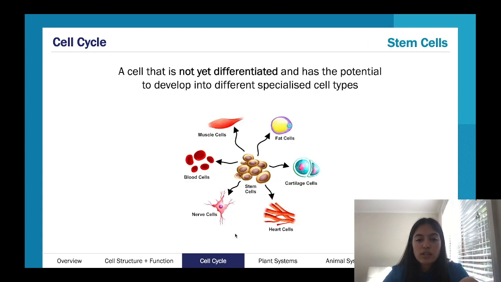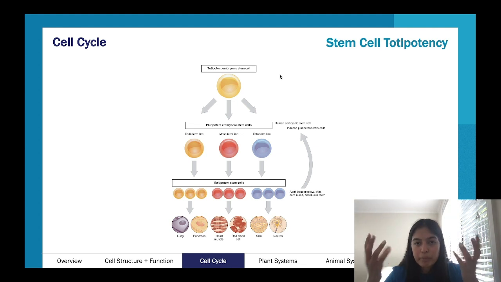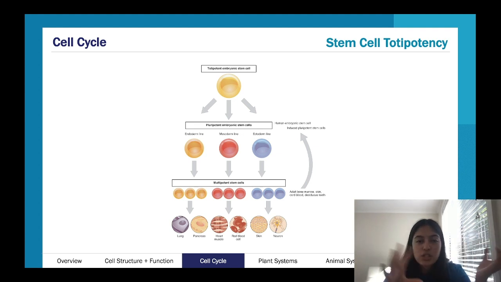So obviously these are all examples of different cell types, and they all come from the same basic one. So if we're thinking of an embryo, thinking of the really basic stage, where fertilization has just happened.